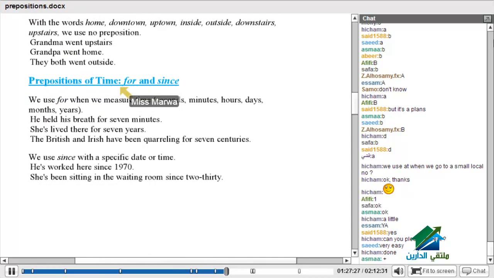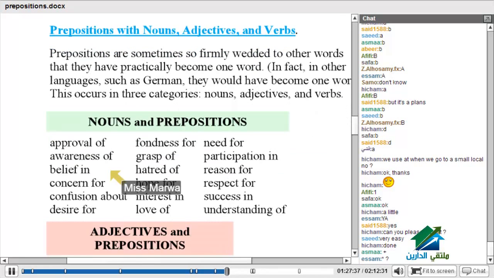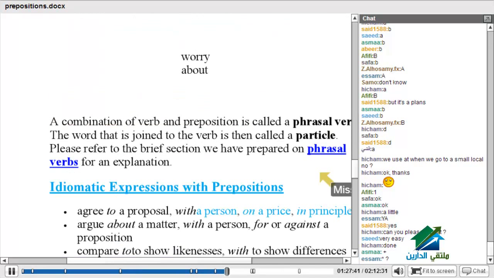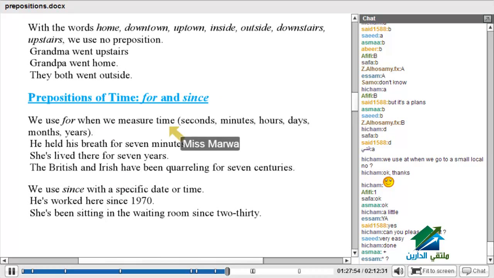طيب let's speak about since and for عشان دي البوينت اللي أنا كنت عايزة I want to explain it. Okay? We use for when we measure time: seconds, minutes, hours, days, months, years. As I told you يا جماعة في عندي period of time محددة و I know هي قد إيه بالظبط: for 3 days, for just 1 week, for a year, for 10 years. Something specific وأنا عارفاه. He held his breath for 7 minutes.